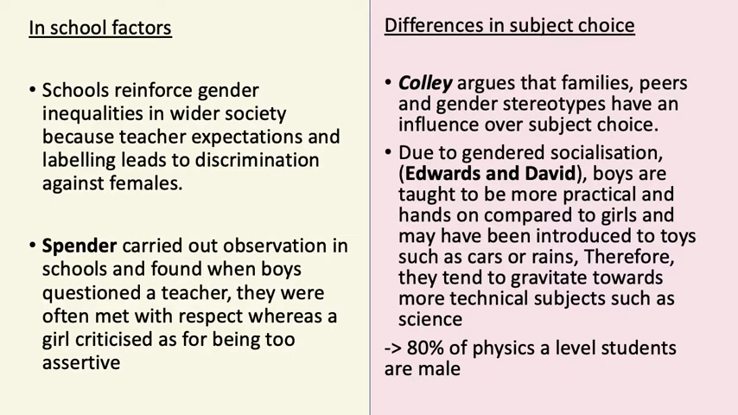And then a key statistic to use to support this as evidence is that 80% of physics A-level students are actually male. So again, that's a good subject statistic to use, and I think you'll find with computer science as well, there's a similar statistic for that one. So now on to evaluating.